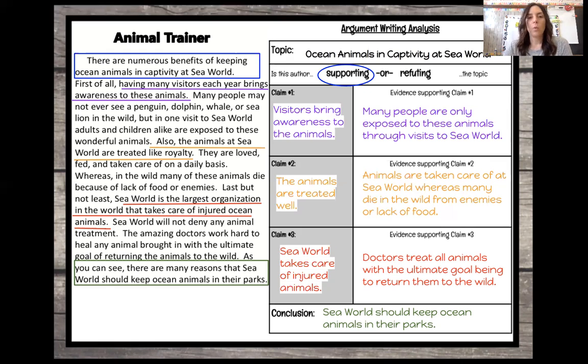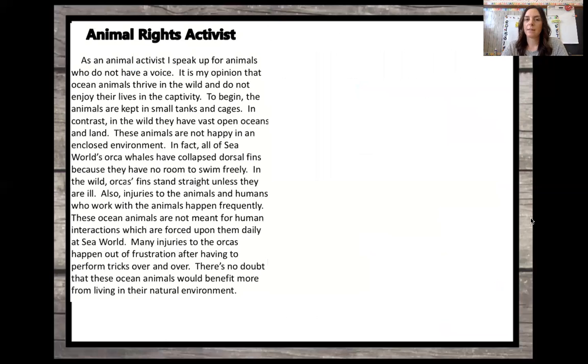Okay, so now what we are going to do is actually look at this from another point of view. Let's look at the same topic being argued by an animal rights activist. So as you might imagine, it's going to be a little bit different. Follow along with me while I read this text to you.